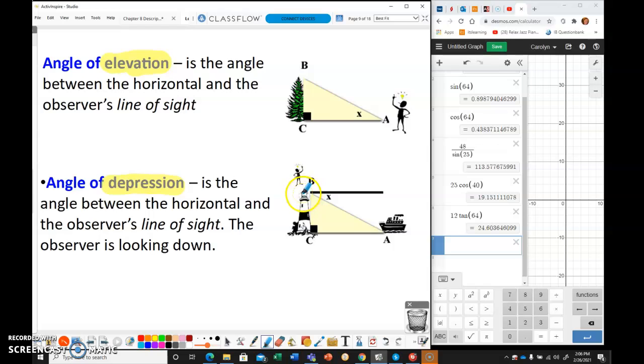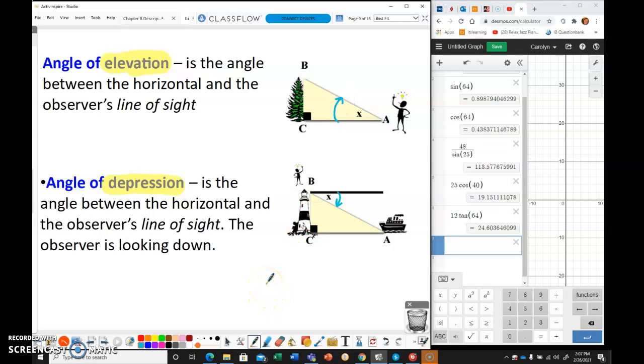I'm standing here on my lighthouse and I want to see the boat in the water. Well, if I look straight out horizontally, I won't see it. I'm going to have to actually look down to see that boat. So this is my angle of depression, because it's going from my horizontal down. If I was going from my horizontal up, that would be an angle of elevation.